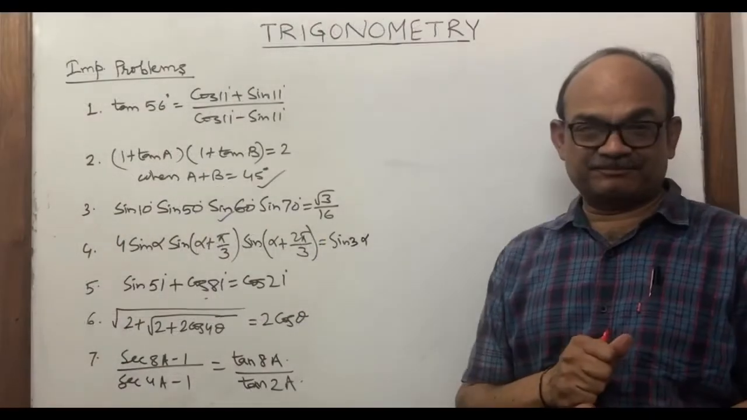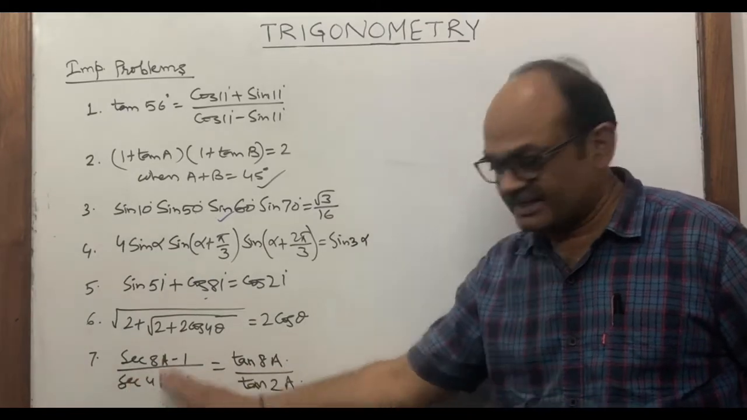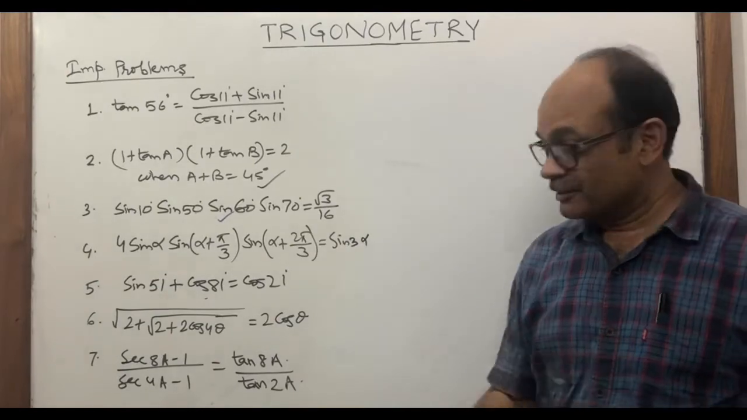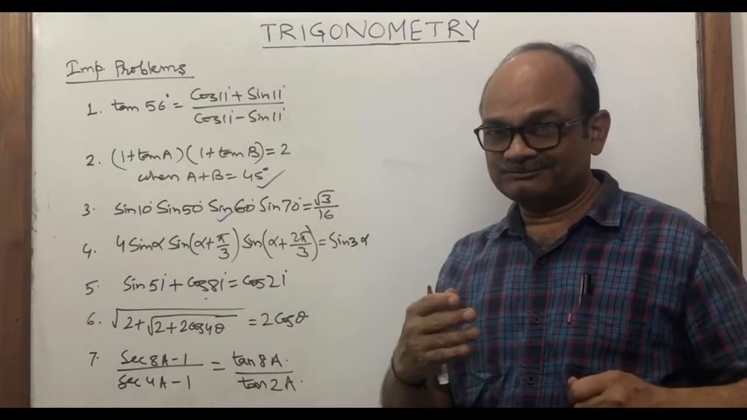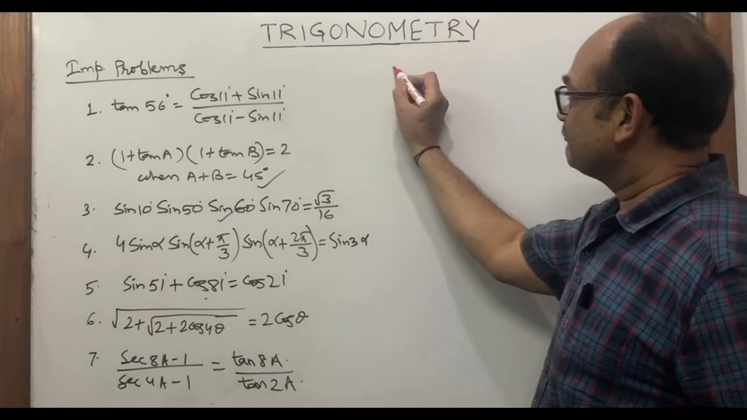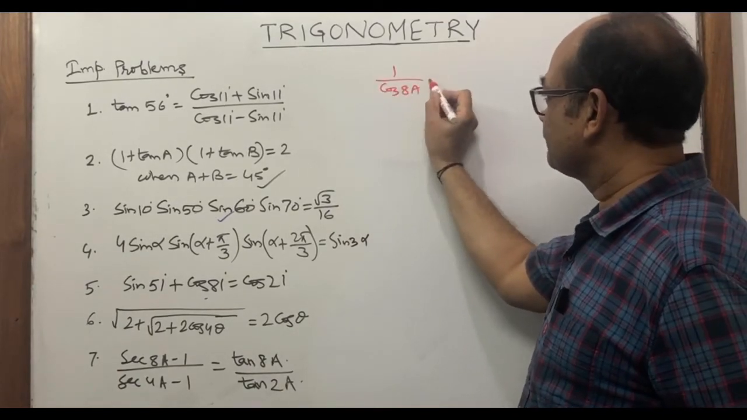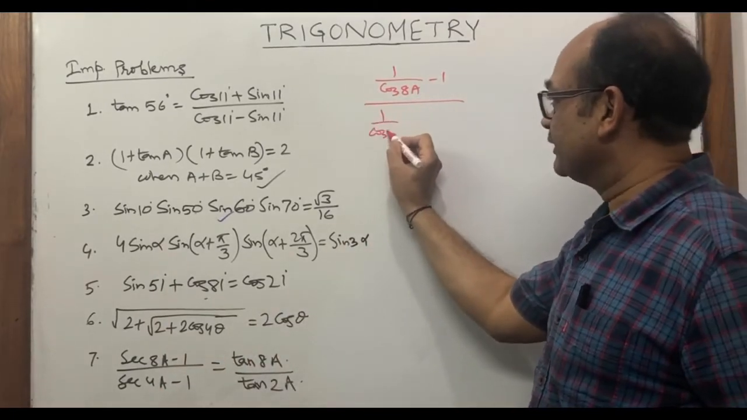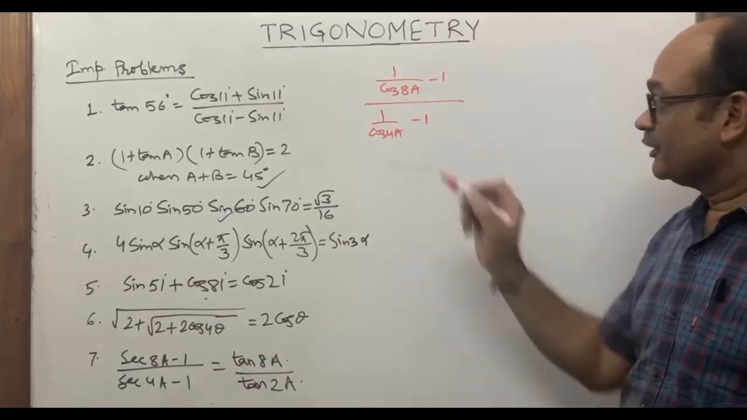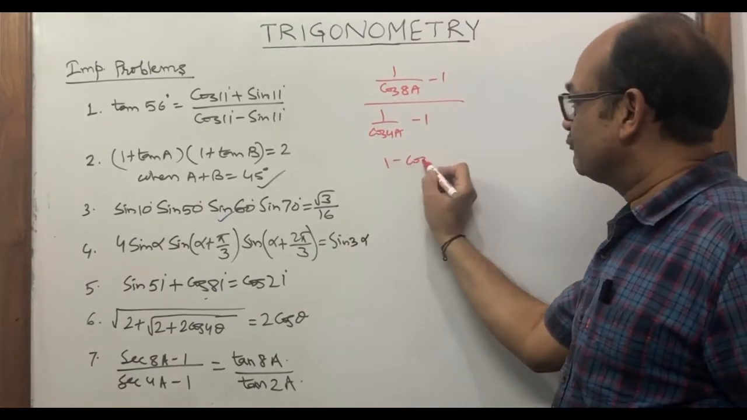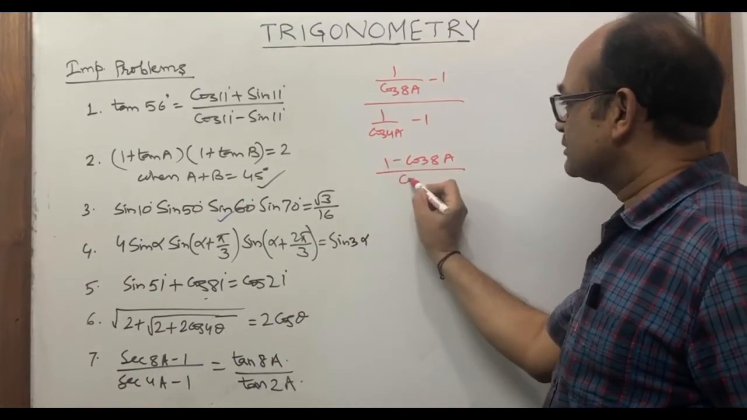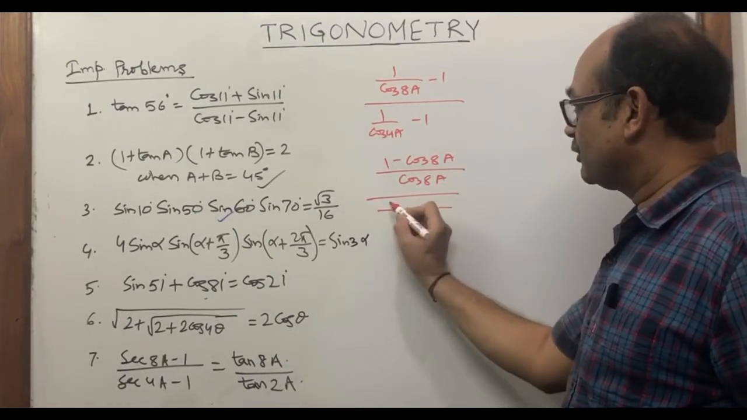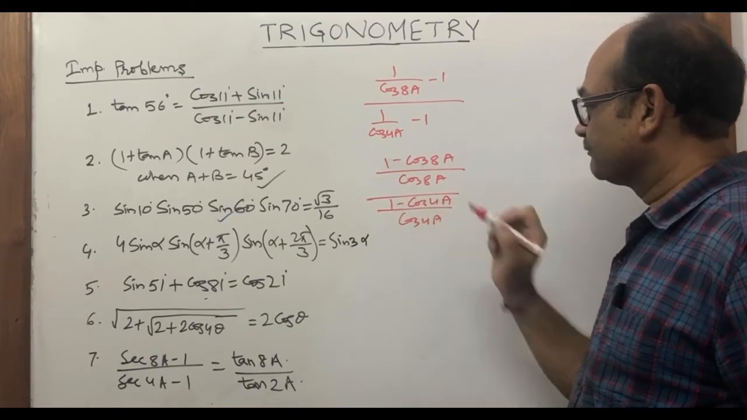Now the 7th sum. The question is in terms of sec, but the right hand side is in terms of tan 8A upon tan 2A. So here sec means we can convert into cos. Yes. So sec 8A means 1 upon cos 8A, minus 1. Sec 4A means 1 upon cos 4A, minus 1. Now tell me, if we take LCM, what we'll get? 1 minus cos 8A divided by cos 8A, and cos 4A LCM, so 1 minus cos 4A.